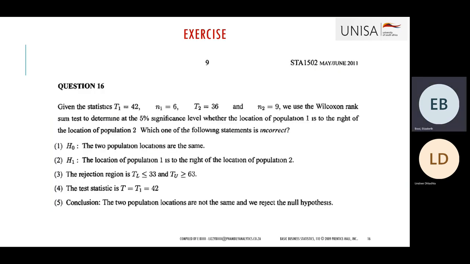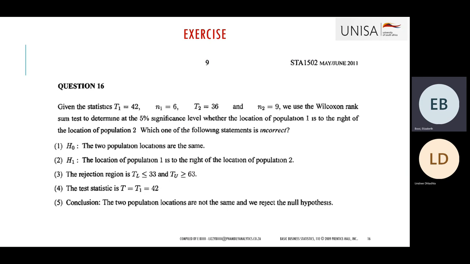Let's look at how the questions are asked in the exam or in your assignment. Given the test statistic of T1 equal to 42, here they have given us the sum rank of our smallest sample size, and N1 is equal to 6, and T2 is equal to 36, and N2 is equal to 9. Use the Wilcoxon rank sum test to determine at 5% level of significance whether the location of population 1 is to the right of the location of population 2. Which one of the following statements is incorrect?